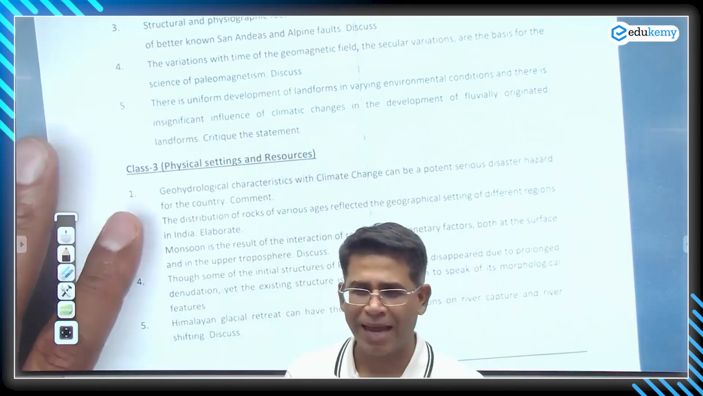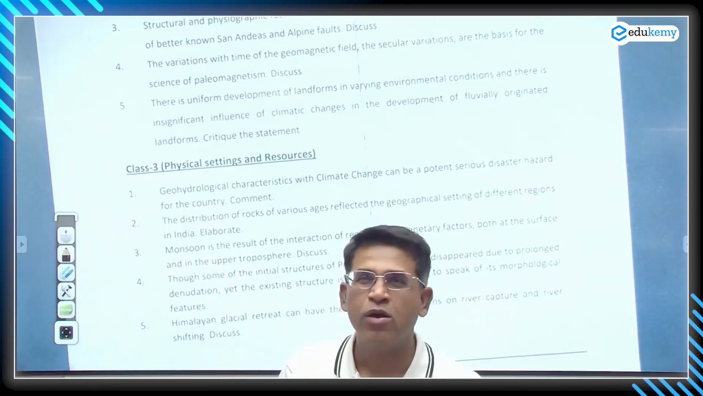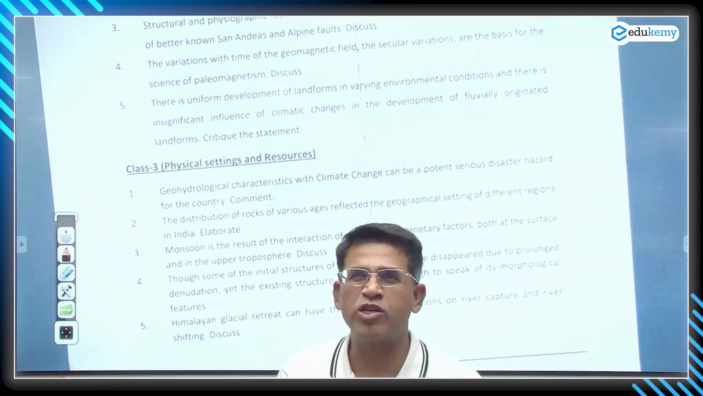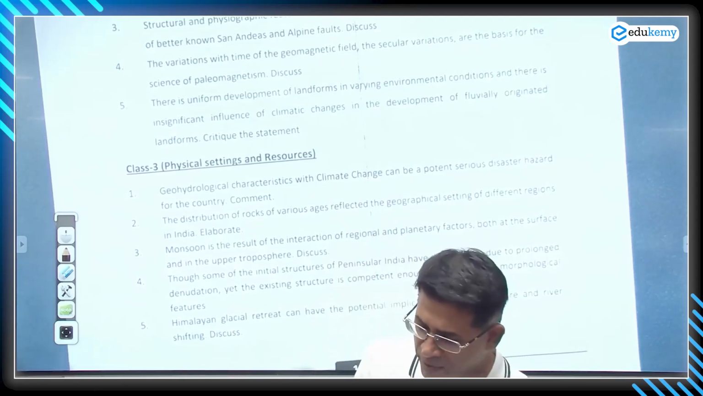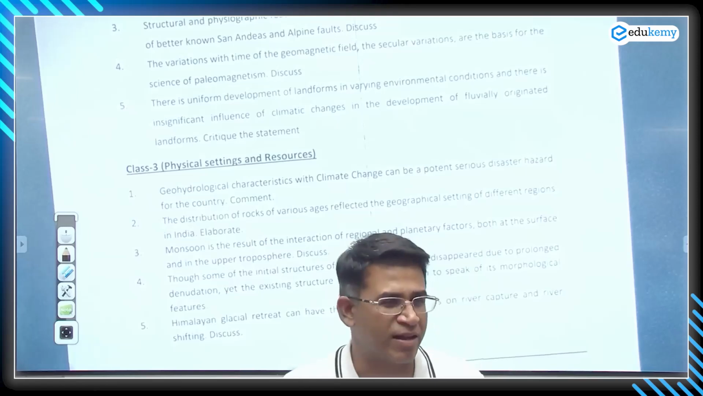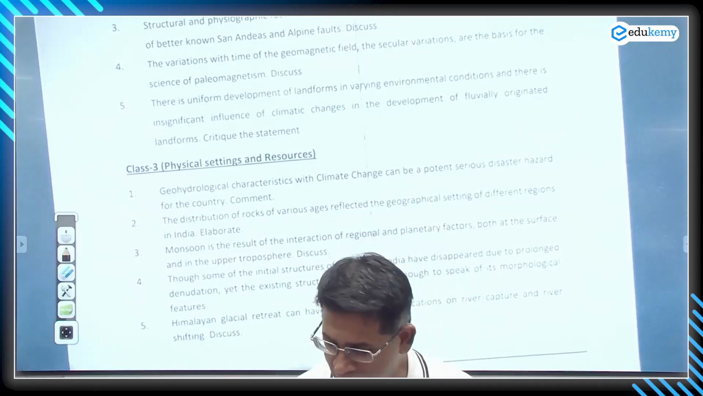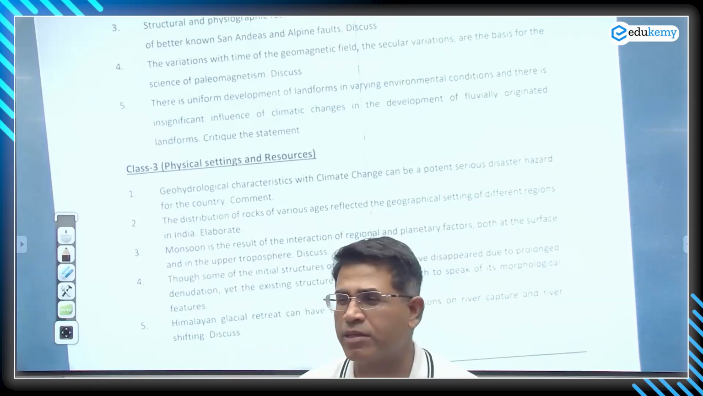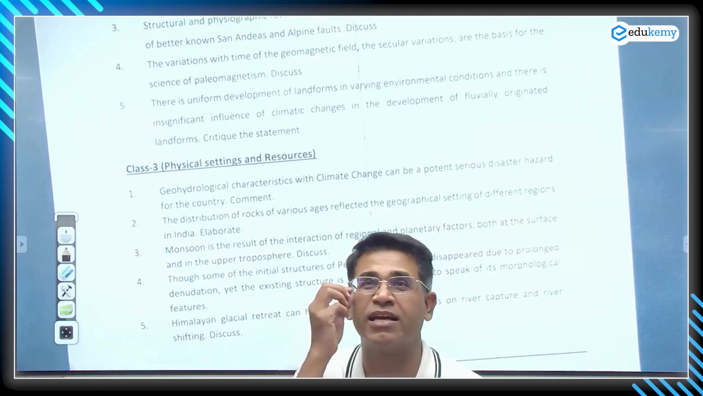Critique the statement. Can you tell me in one word, no, not one word, one phrase, one sentence, बताओ, what is the question asking you? Anybody? What is the question demanding out of the discussion? There is uniform development of landforms in varying environment, and there is an insignificant influence of climate change in the development of fluvially originated landforms. क्या मतलब बताओ? डेविस छोड़ो, मुझे इन जनरल बताओ ये सेंटेंस क्या कहना चाह रहा है.